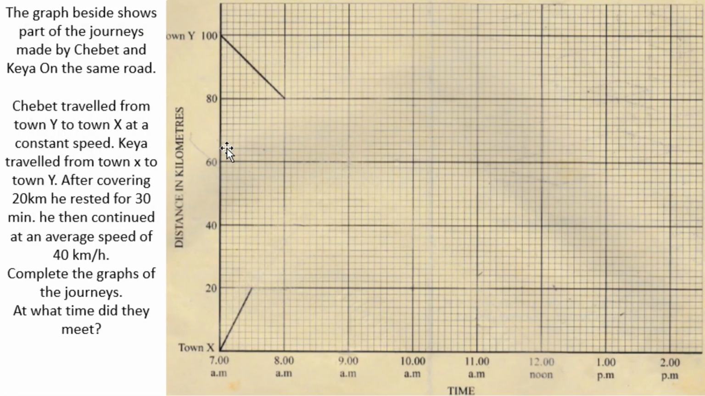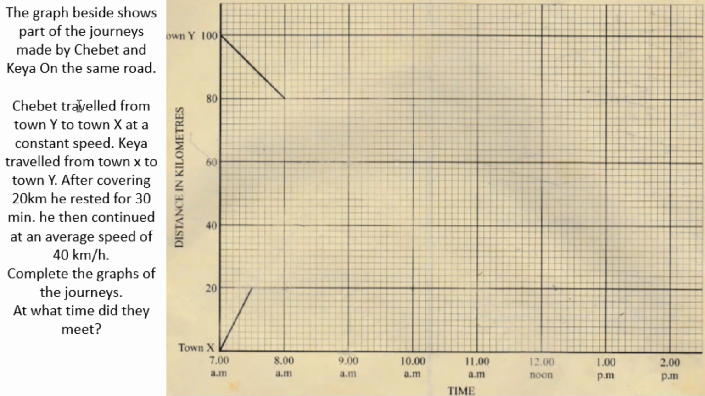The graph beside shows part of the journeys made by Chebet and Care on the same road. Chebet traveled from town Y to town X at a constant speed. Care traveled from town X to town Y. After covering 20 kilometers, he rested for 30 minutes. He then continued at an average speed of 40 kilometers per hour. Complete the graphs of the journeys. At what time did they meet?